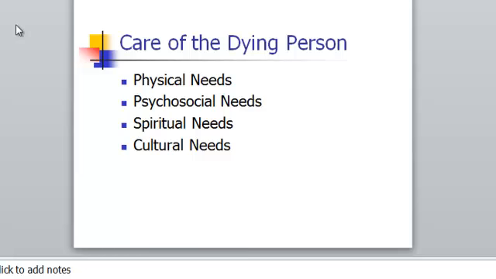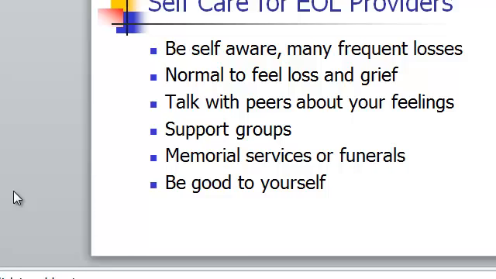And be good to yourself. Pamper yourself. Exercise. Eat right, and develop your relationships with your friends and families. Don't work all the time. Spend time with your friends and family. Okay?